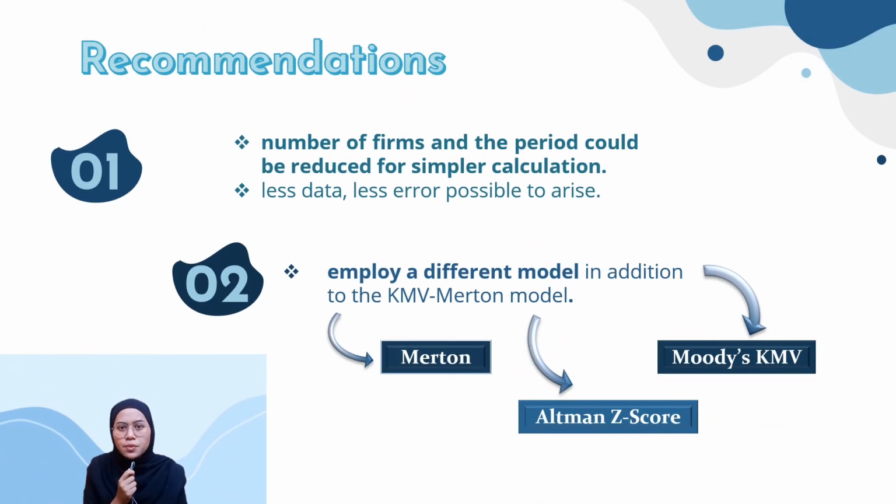Some recommendations from us are, the number of firms and the period could be reduced for simpler calculation, as the less data there is, the less error is possible to arise. But less data also means that the result is less relevant, as the scope is small. Nonetheless, there are other suggestions that ought to be considered for improved outcomes. Future researchers may choose to employ a different model in addition to the KMV-Merton model, such as the Moody's KMV model, the Altman Z-score model, or the Merton model.